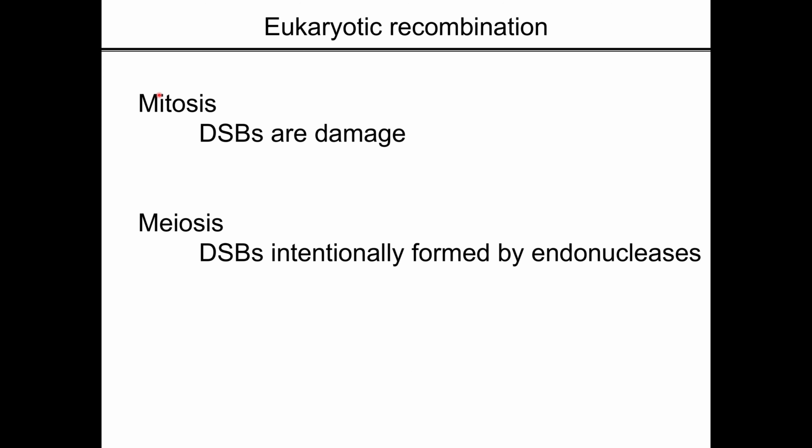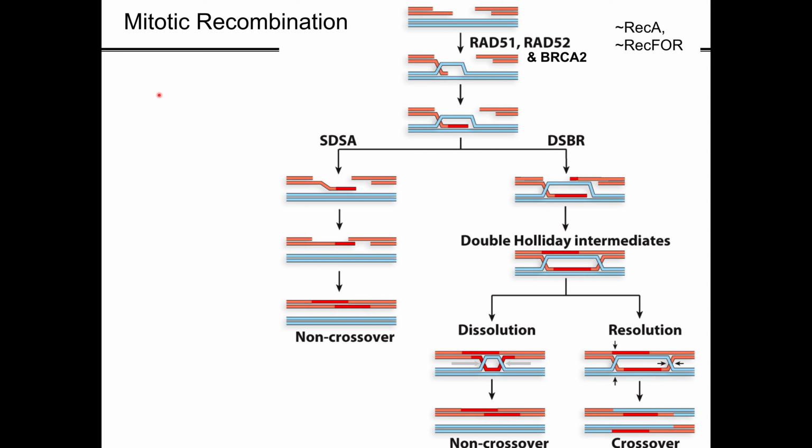Okay, so let's talk about one example of this. In mitosis, double-stranded breaks are damaged all the time. However, in meiosis, there are many examples where double-stranded breaks are intentionally formed by endonucleases that are expressed specifically during S and G2 to increase your genetic diversity. And this is getting into a little bit of genetic variation. So in mitotic recombination, here I'm showing you the eukaryotic equivalents of RecA and RecF, RAD51, 52, and BRCA2. Those of you who work in Dr. He Lewis's lab will recognize these genes for sure.